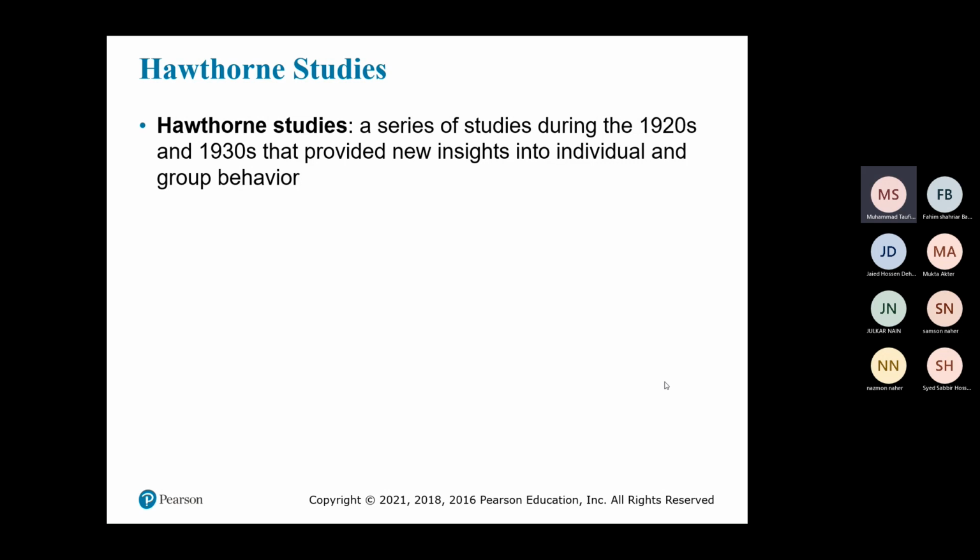Based on this study, he concluded that people's behavior and attitude are closely related, and that group factors significantly affect individual behavior. From the Hawthorne studies, he found out that the behavior of people can change according to the group that they belong to. That is the output from his study.